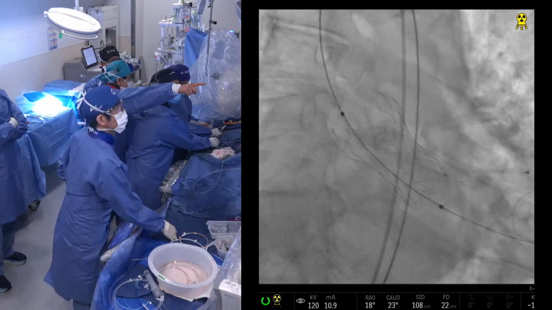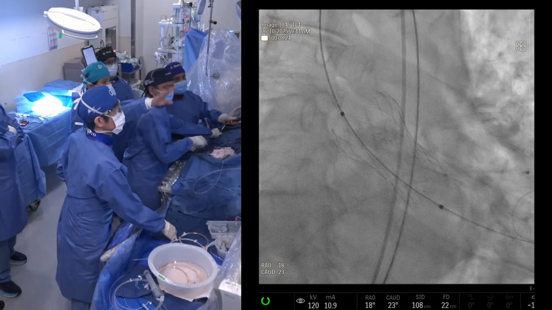Where is the pacer? Off. We don't have a blood pressure.